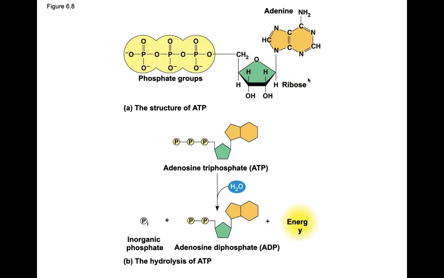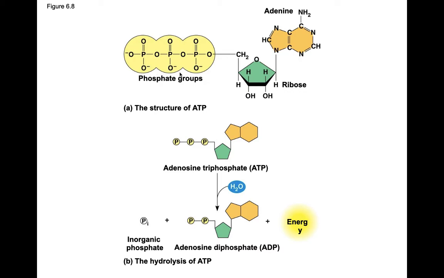Now, ATP is a molecule that looks quite scary. We have three phosphates, 1, 2, 3, that are bonded to a 5-carbon sugar and a nitrogenous base. And ATP has a lot of stored energy in it because these phosphate groups are negatively charged.